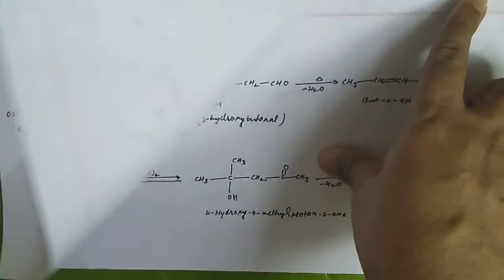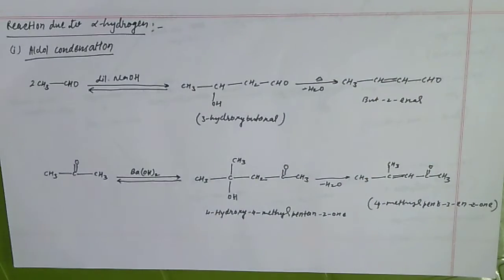Now let us move to another type of property, that is the reaction due to alpha hydrogen. It gives the aldol condensation and cross aldol condensation. The carbonyl compound, whether aldehyde or ketone, having alpha hydrogen will undergo the condensation reaction in the presence of base and form beta hydroxy aldehyde or beta hydroxy ketone, which is quite unstable. On a little elevation in temperature it will give the alkenes with the aldehyde or the carbonyl compound.